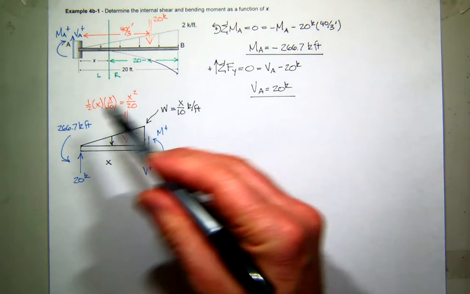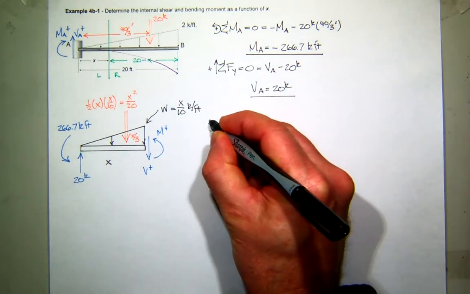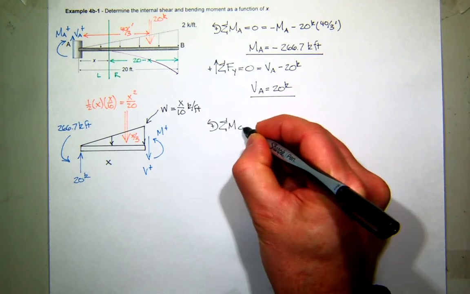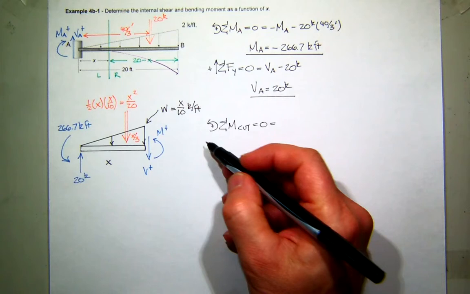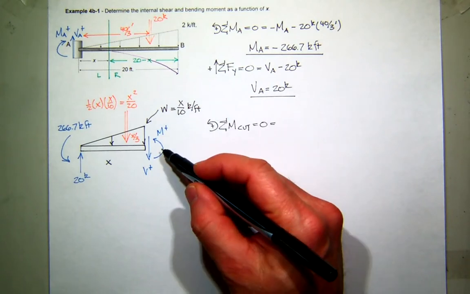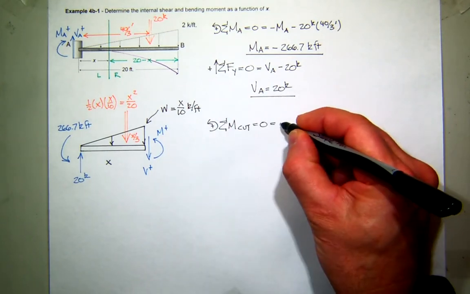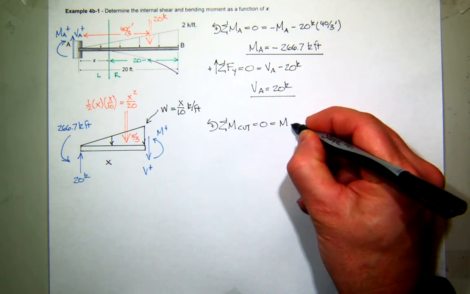So now what do we do? Does this body have to be in equilibrium? Yes, it does. So we'll start with our moment equation. I'll sum moments at the cut. Make sure it's in equilibrium. So again, I'm using right-hand rule. This moment is positive or negative? It is. Yeah, that's what I thought I heard someone say. Positive. Yeah, it's positive.